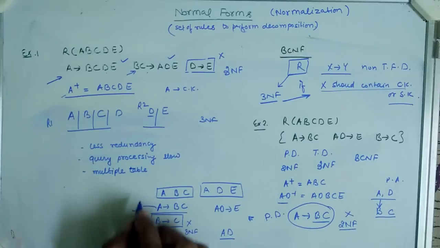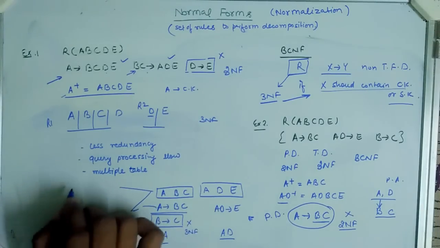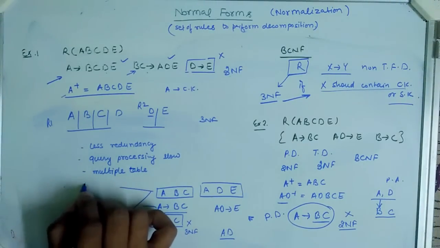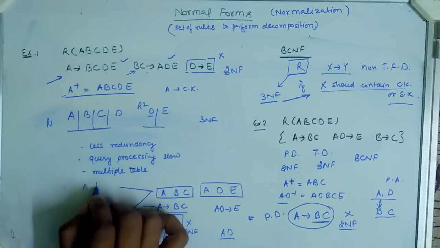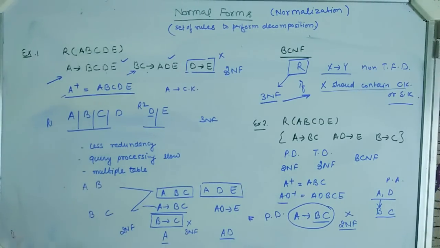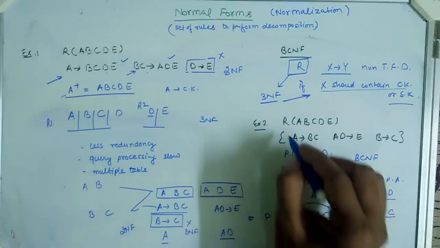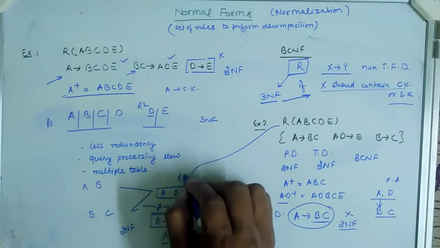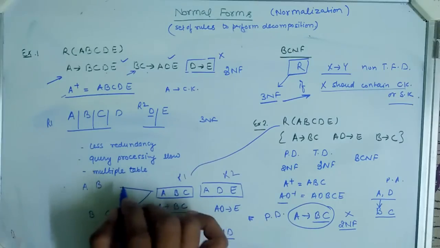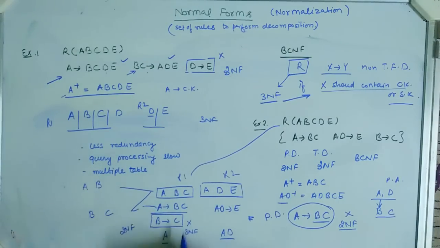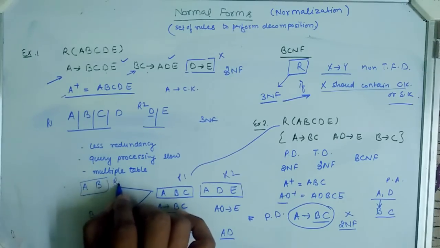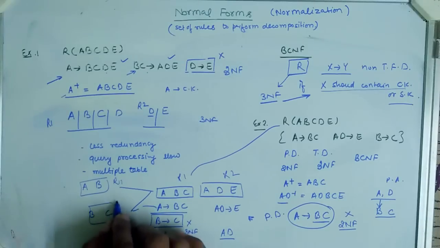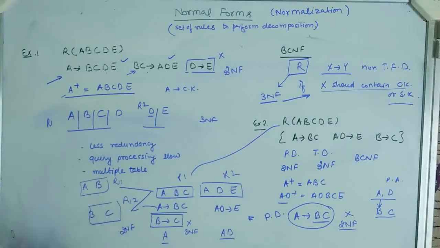Now this relation is divided into two parts. One is A, another is BC, and we need one attribute in common, so the B attribute would be there. So this relation R is divided into two parts, R1 and R2. Again, because R1 does not satisfy the 3NF property, I divide R1 into two parts, R11 and R12, which contain the attributes AB and BC.